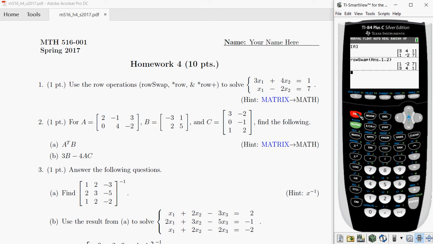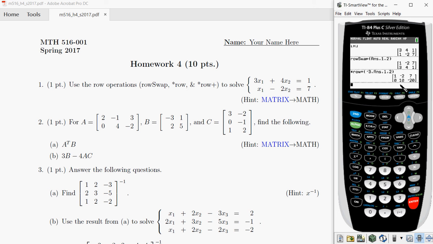So I'm going to go to matrix and then math. Then I'm going to use multiply row and add, which is F. What we're going to do is multiply the first row by negative 3, so I put negative 3, then comma. Then we indicate which matrix we're working on, which is the previous answer. We multiply the first row by negative 3 and add it to the second row. Then hit enter.